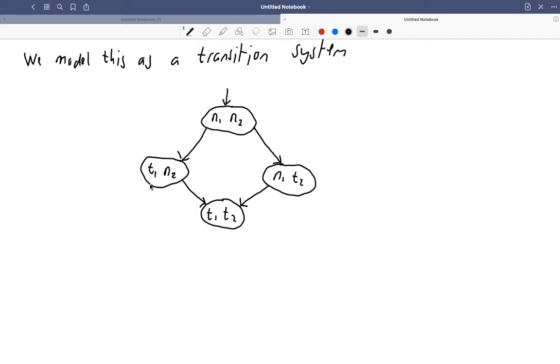So here T1 is trying for the resource, so it might become critical, in which case we get that. So process 1 is trying for the resource, then process 1 becomes critical, and process 2 stays, in this case, non-critical. And in the same way here, process 2 is trying for the resource, that might become critical, so process 1 stays non-critical and process 2 becomes critical.